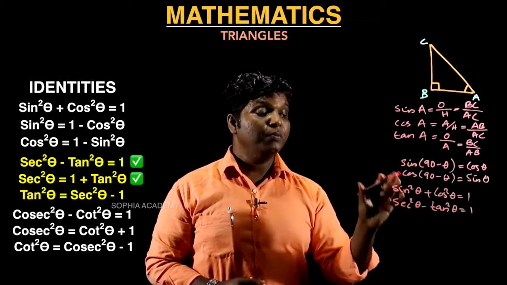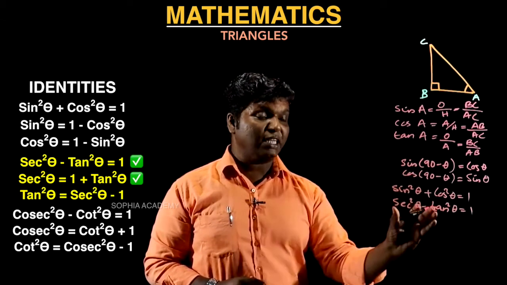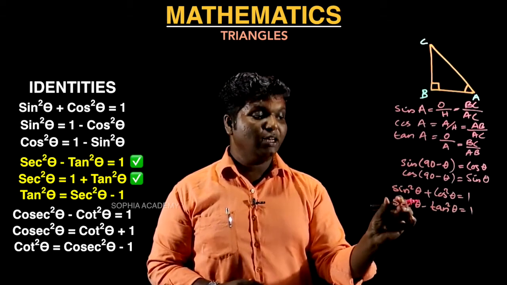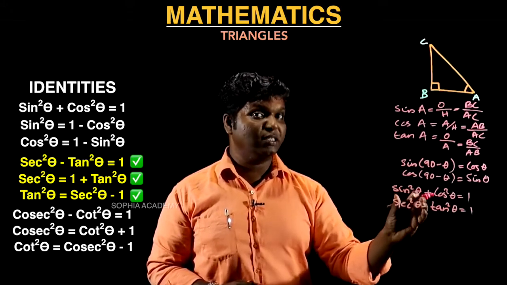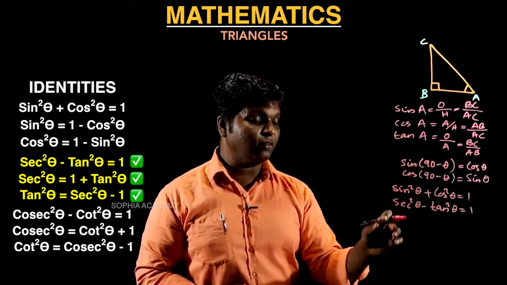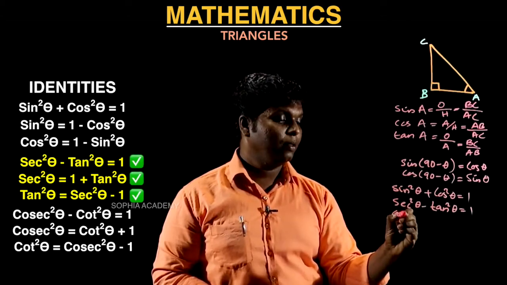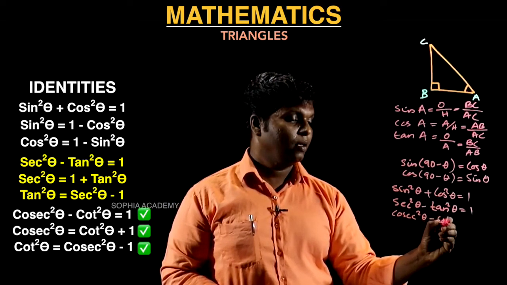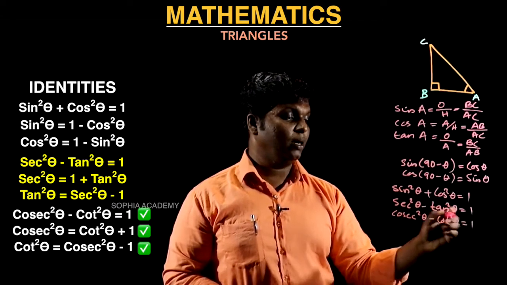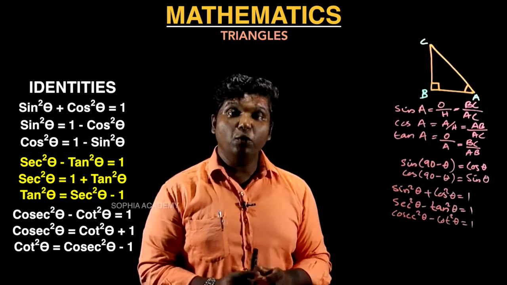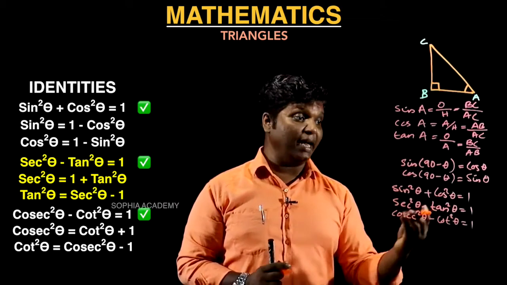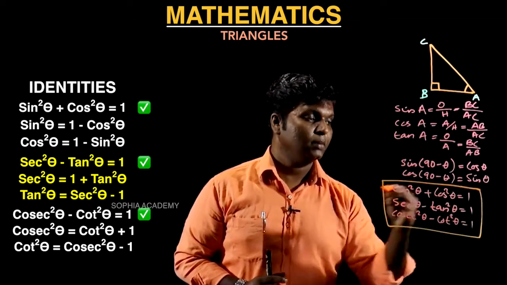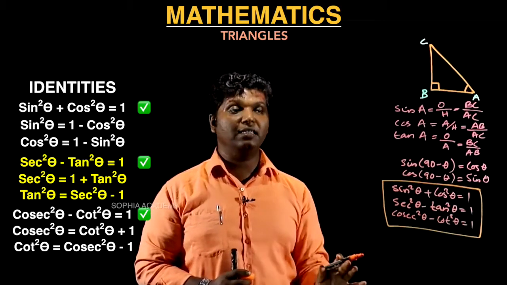Then the third one, tan square theta. Tan square theta is equal to, if you take tan square theta there and put this 1 on this side, sec square theta minus 1. And the next one, instead of sec, you can go forward with cosec square theta minus cot square theta is equal to 1. So if you know these 3 main identities, you can understand.